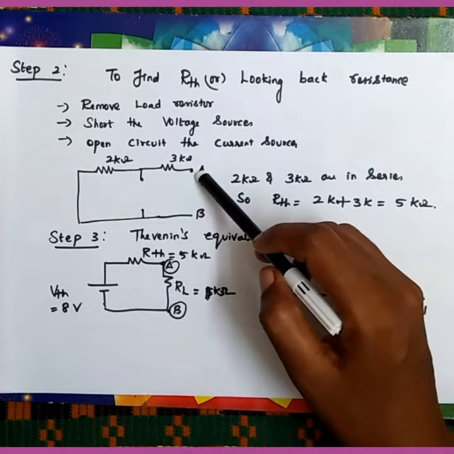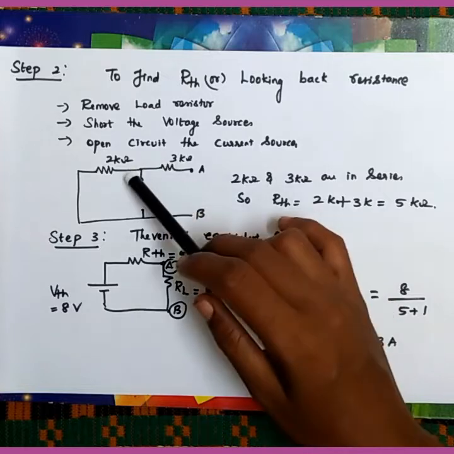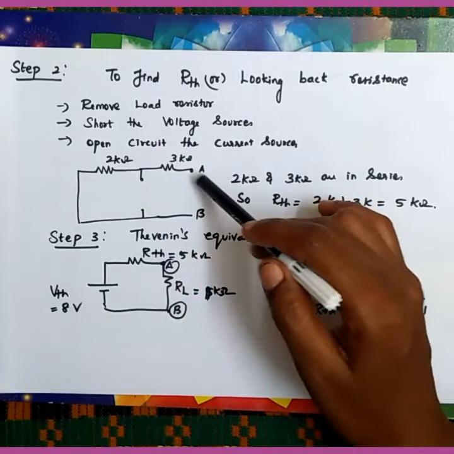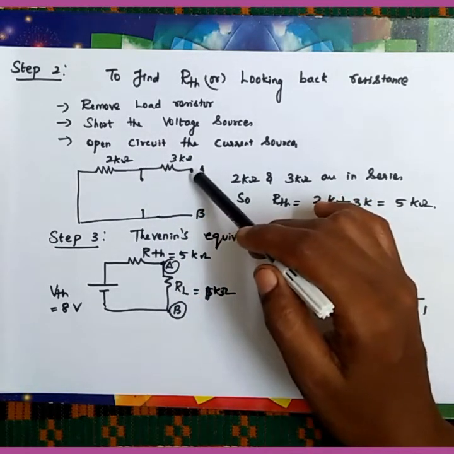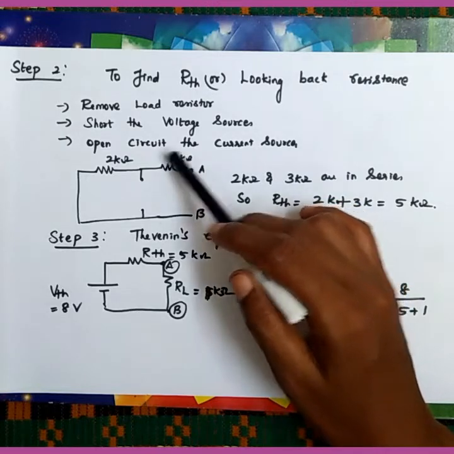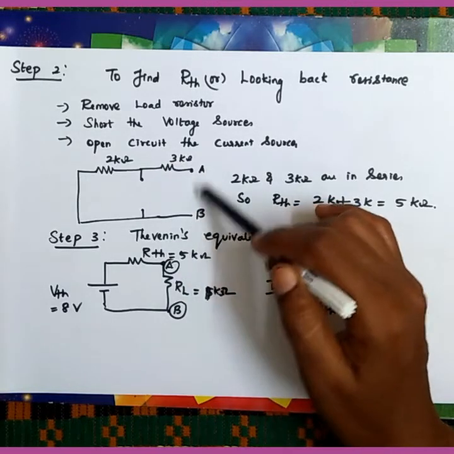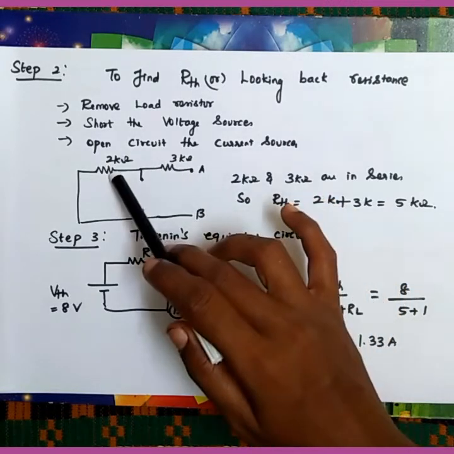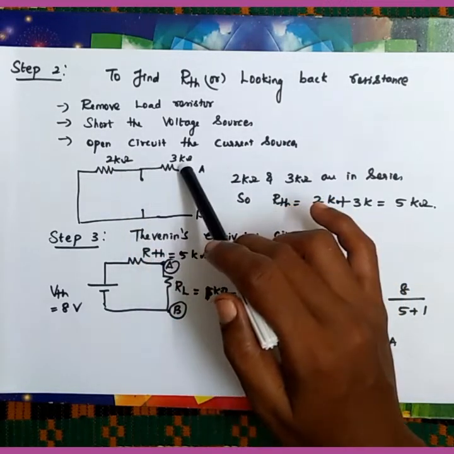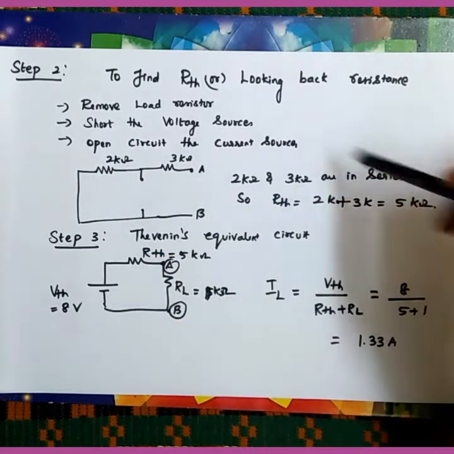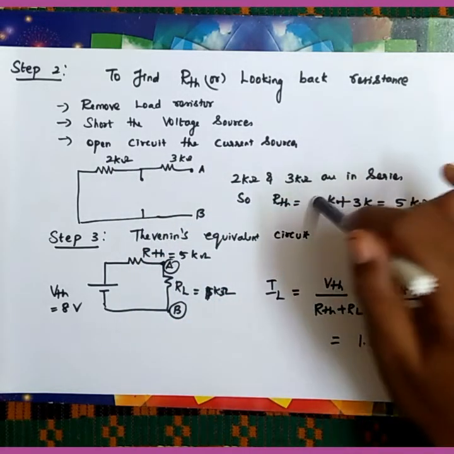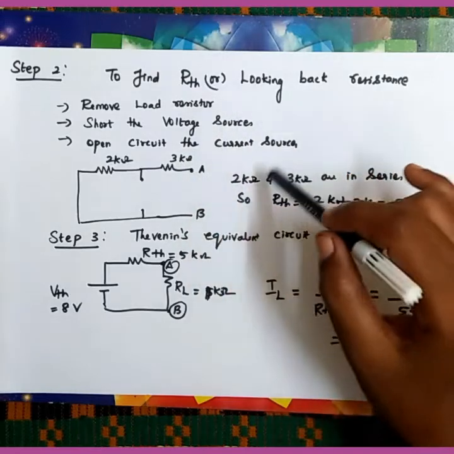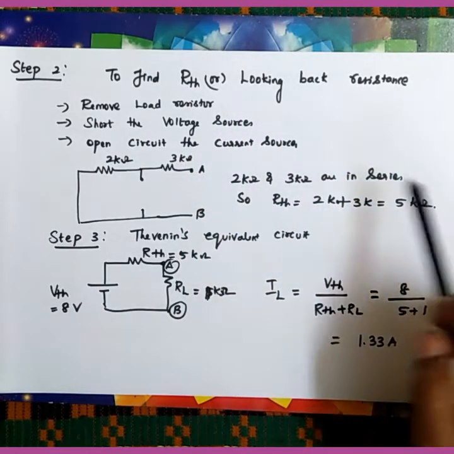Then we have to find whether these two resistors are in series or parallel. For that, assume the current starts from A and tries to reach B. If we mark the current direction, both the resistors are in series. So just add the two resistor values, and you will get 5 kilo ohm, and this is the RTH value. So RTH is 5 kilo ohm.